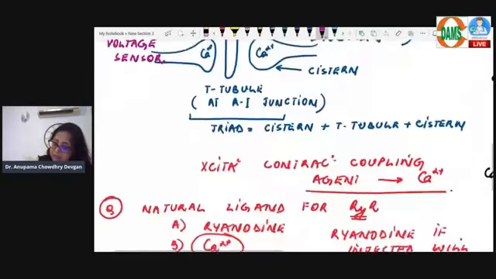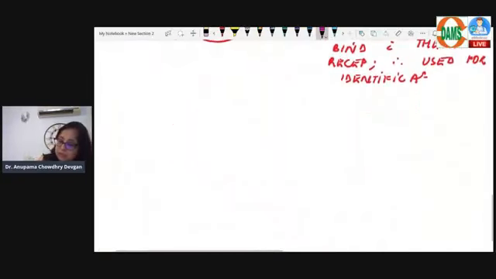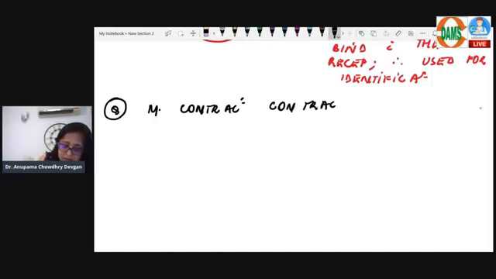All right. Now come 2 or 3 important questions, and that is, muscle contraction starts with release of calcium.